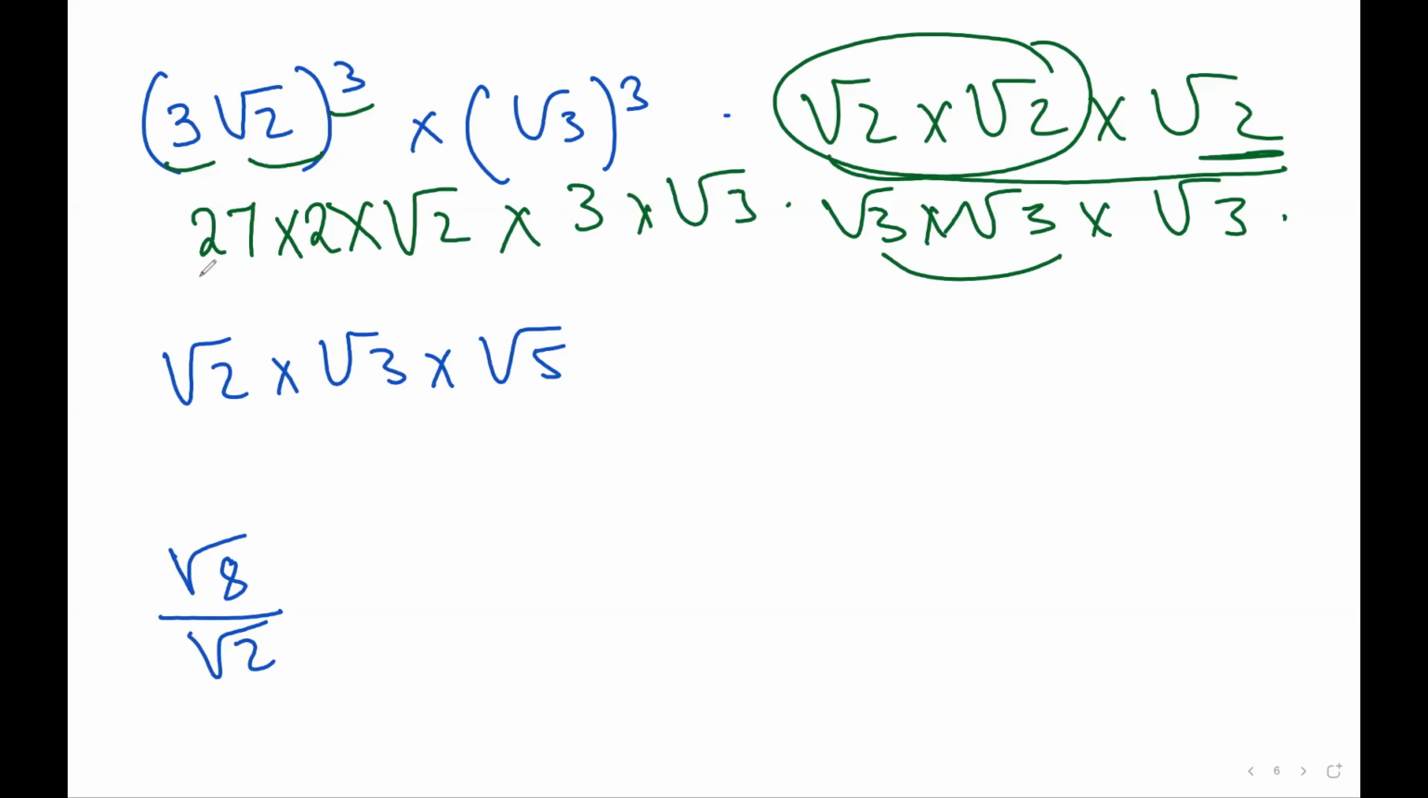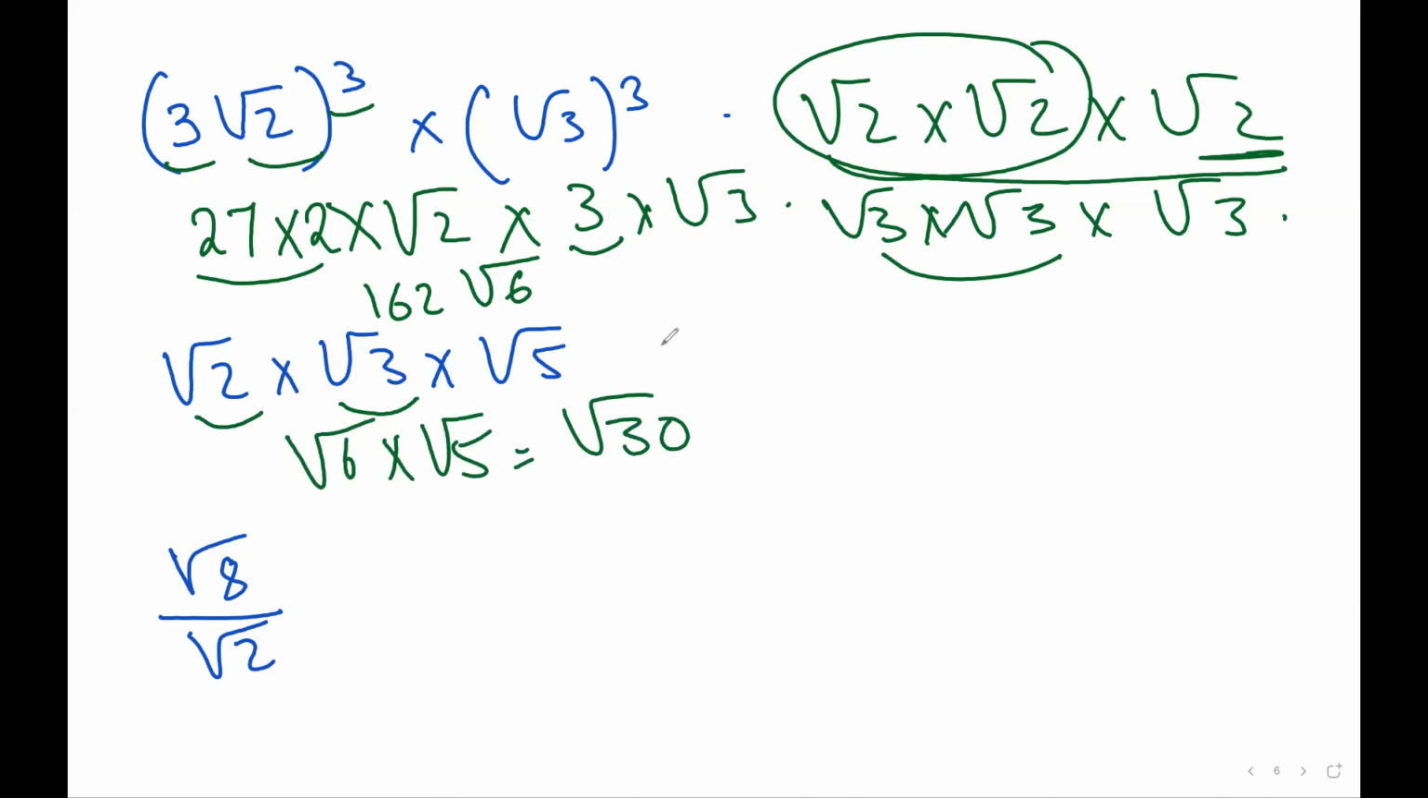So now 27 into 2 is 54. 54 into 3 is 162 root 6. So root 2 into root 3 is root 6. International math students are allowed to do things on calculator, so they can do it on calculator. IPM students have to do everything mentally. So sorry, you all are not allowed to use calculator. Root 2 into root 3 is root 6, and root 5 is root 30. Again, repeating, conceptual math students are also not allowed to use calculator.